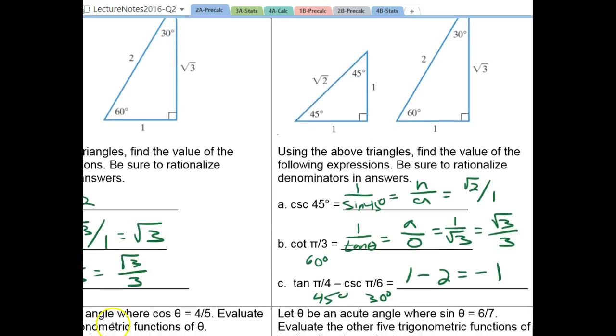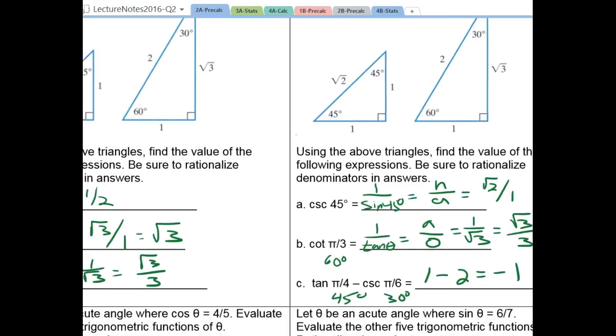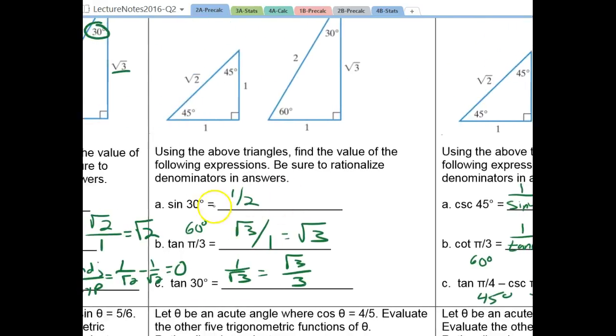Okay, so these are the answers here if you want to check your answers. I hope I did those right. Sine 30 is 1/2. Pi over 3 is 60 degrees, so tangent 60 is root 3. Tangent 30 is going to be radical 3 over 3.